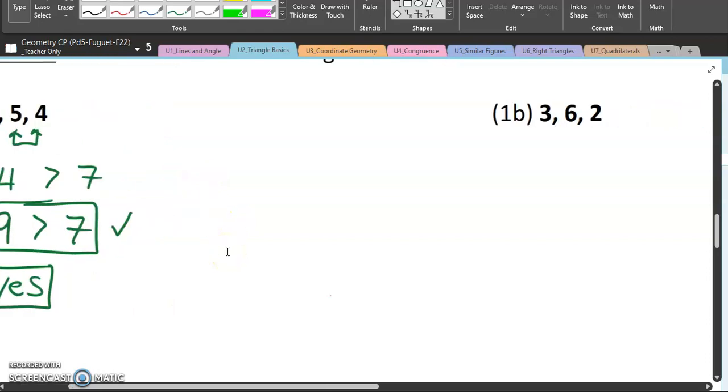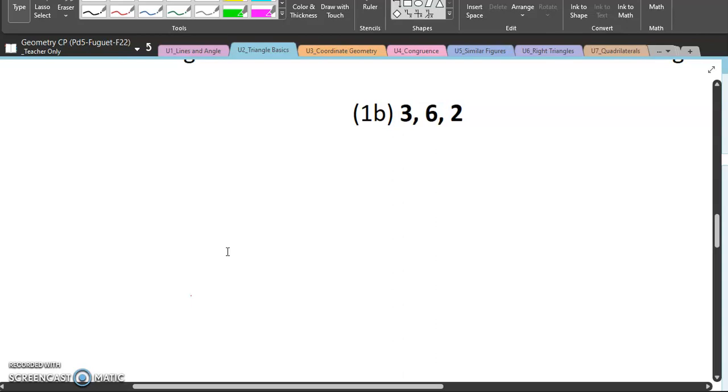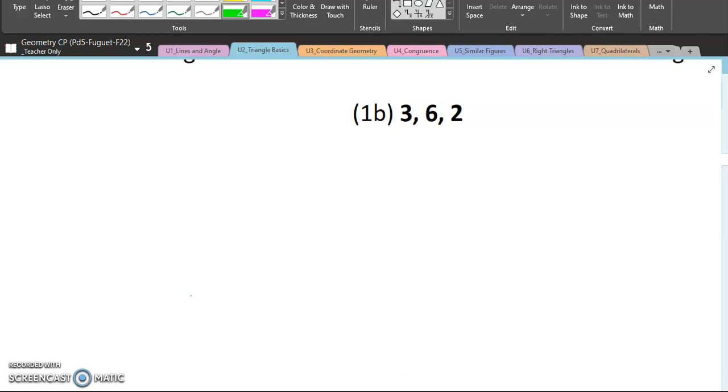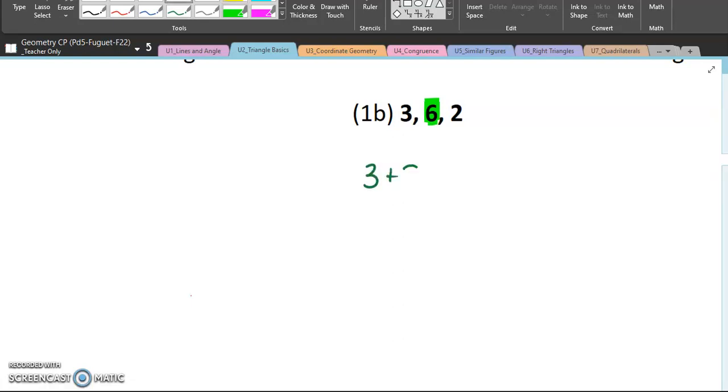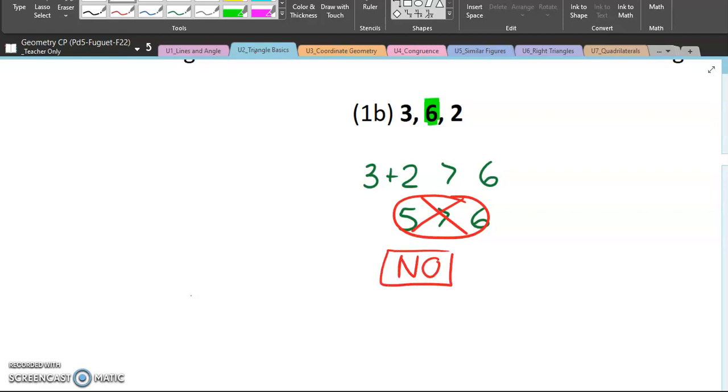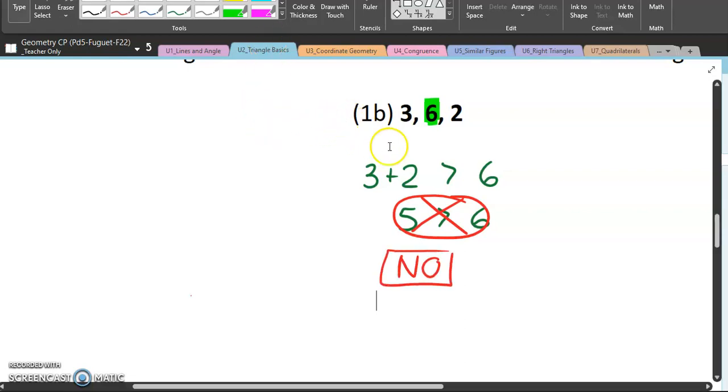Yes, the two shorter sides are longer than the third side. Let's try one more. On this second example, we have 3, 6, and 2. Again, identify which is your longest side first. Well, it's a 6. So what I need to do to test this is show that 3 plus 2 is greater than 6. 3 plus 2 is 5, and when we look at this inequality, we see that 5 is not greater than 6. That's a false statement. And so our conclusion here would be no, it's not going to be a triangle.